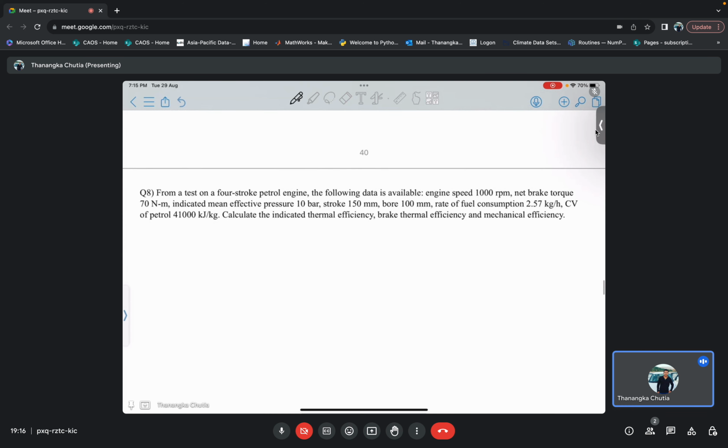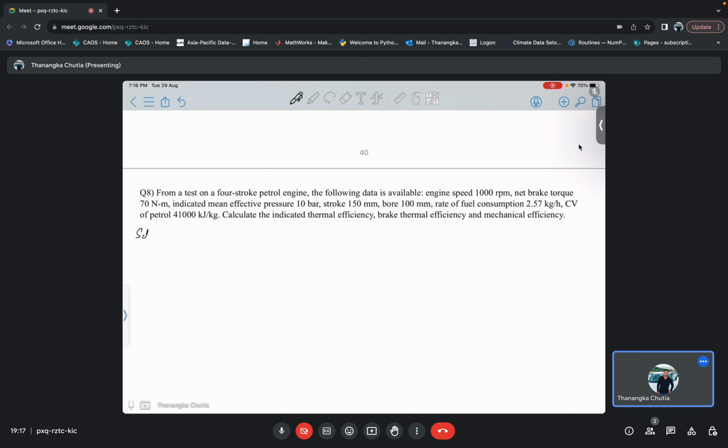Let us go to the next question then. From a test on a 4-stroke petrol engine, the following data is available. Engine speed is 1000 rpm, net brake torque is 70 newton into meter. Indicated mean effective pressure is 10 bar. Stroke length is 150 millimeter. Bore diameter is 100 millimeter. Rate of fuel consumption is 2.57 kg per hour, and calorific value of the petrol is 41,000 kilojoule per kg. Calculate the indicated thermal efficiency, brake thermal efficiency, and the mechanical efficiency.